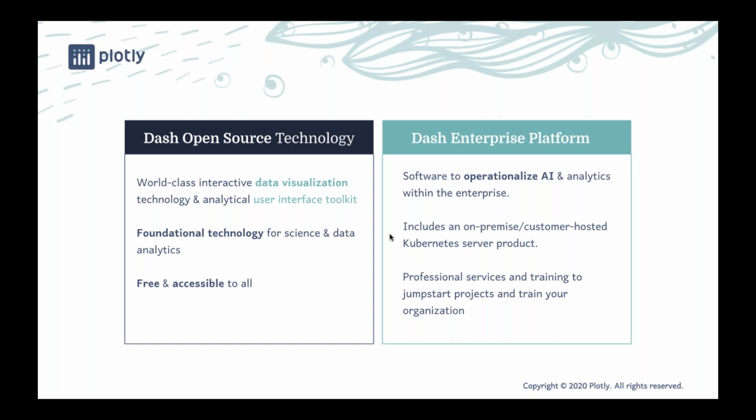And furthermore, these rich open source ecosystems guarantee that Dash applications can connect to any data source, from SQL databases of any flavor, such as CockroachDB in this case, all the way up to the latest unstructured cloud storage frameworks. Dash Enterprise, on the other hand, is the commercial platform that Plotly has built around this open source core. Dash Enterprise is a platform for operationalizing AI within the enterprise. It includes an on-premise, customer-hosted, Kubernetes-powered server product for deploying Dash applications, as well as professional services and training to make data scientists productive as fast as possible. Next slide, please.